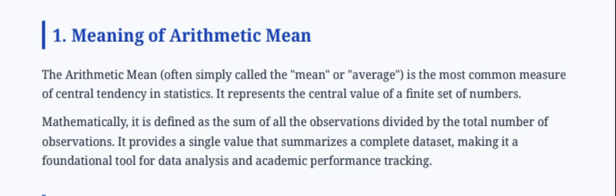Means you will be having a collection of numbers. In statistics, we call that collection of numbers a set of numbers, and it is also given as frequencies, meaning how many times that number has been repeated. Now, mathematically, the arithmetic mean is nothing but the sum of all the observations divided by the number of observations. It provides a single value that summarizes a complete data set.